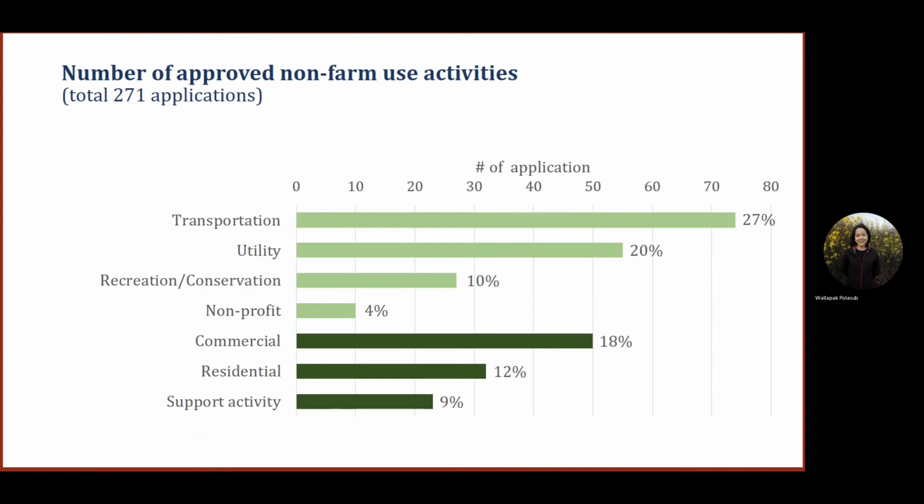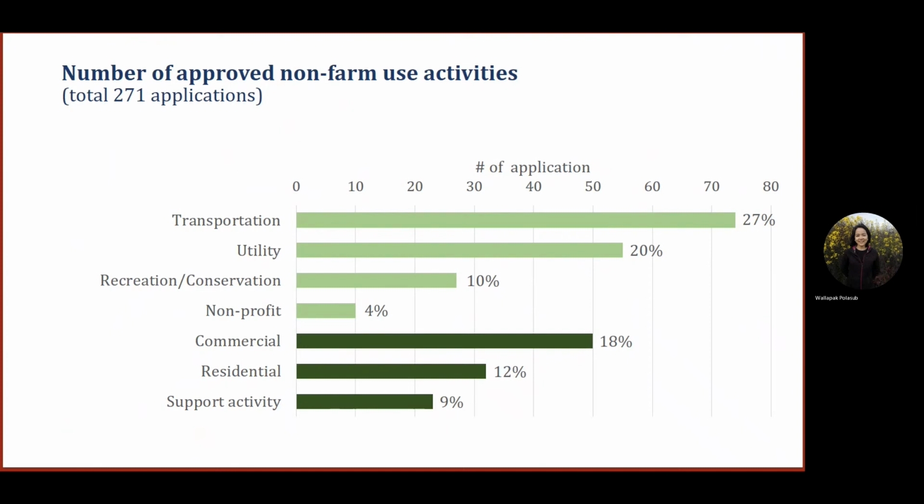So here goes with some key results. For the non-farm use applications, we have 271 applications. For non-farm use purposes, we see that 27% are for transportation purposes. That comes in number 1, 20% for utility, and the next highest one is commercial activities at 18%.